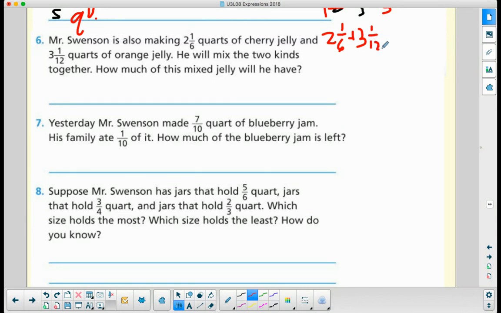Okay, so I do not have the same size pieces, so I need to get common denominators. But 6 is a factor of 12, so that makes it easier. Don't forget my whole number. 6 multiplied by 2 gives me 12s. My pieces just got twice as small, so I need 2 times more pieces. 1/6 becomes 2/12. Now I can add my 3 and 1/12.